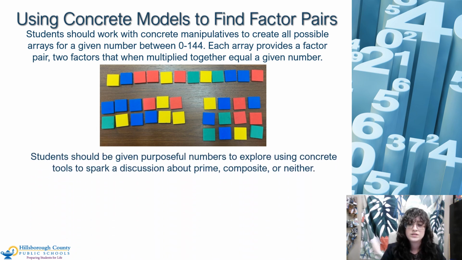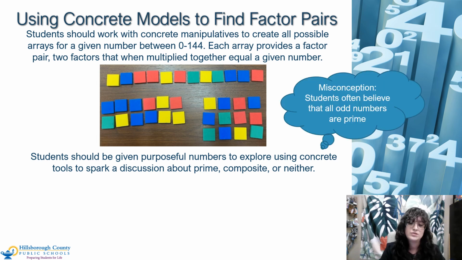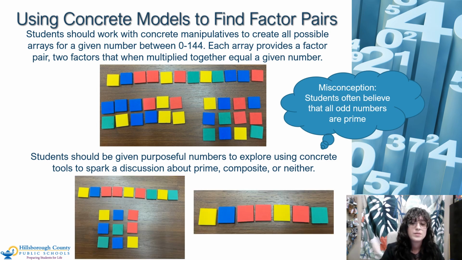When we're giving our students numbers to build concrete models of arrays, we want to be really purposeful about the numbers that we use to be able to have a discussion about prime, composite, or neither. If we think about a misconception that our students often have with prime and composite, they usually believe that all odd numbers are prime. However, if we are purposeful in selecting our numbers and ask students to build an array for the number 9 and the number 7, they can begin to see that the number 9 has several different ways we can arrange it. We can arrange it to be one row of 9.